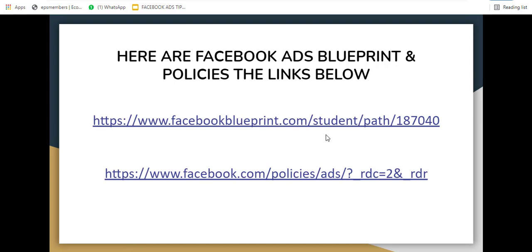Just make sure that you are logged on to your Facebook account before you try to click on these links, because it will ask you to log in for you to access all these documents, especially Facebook ad blueprint. That will require that you log in before you access the information there. But the one for Facebook ad policy, you may not need to log in.